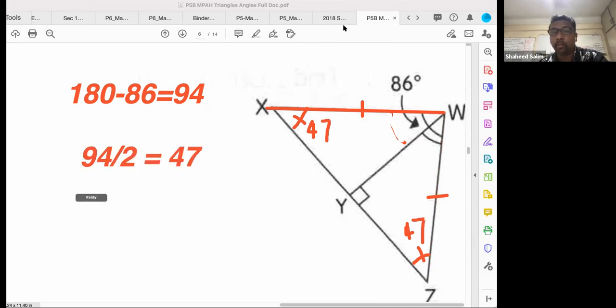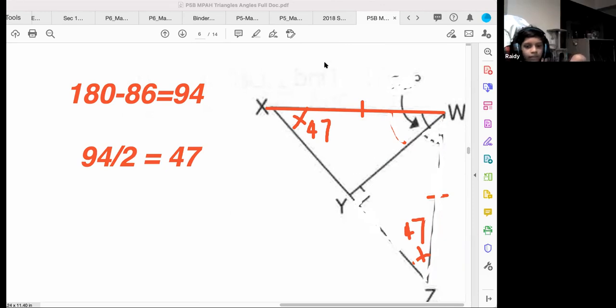Okay, so down here, watch. I'm going to block out this one now. This one, I don't want to look at it anymore. I don't need this triangle anymore. So down here, now you just look at that triangle down there. This one is not 86 anymore. You can find this angle now, this small angle now.